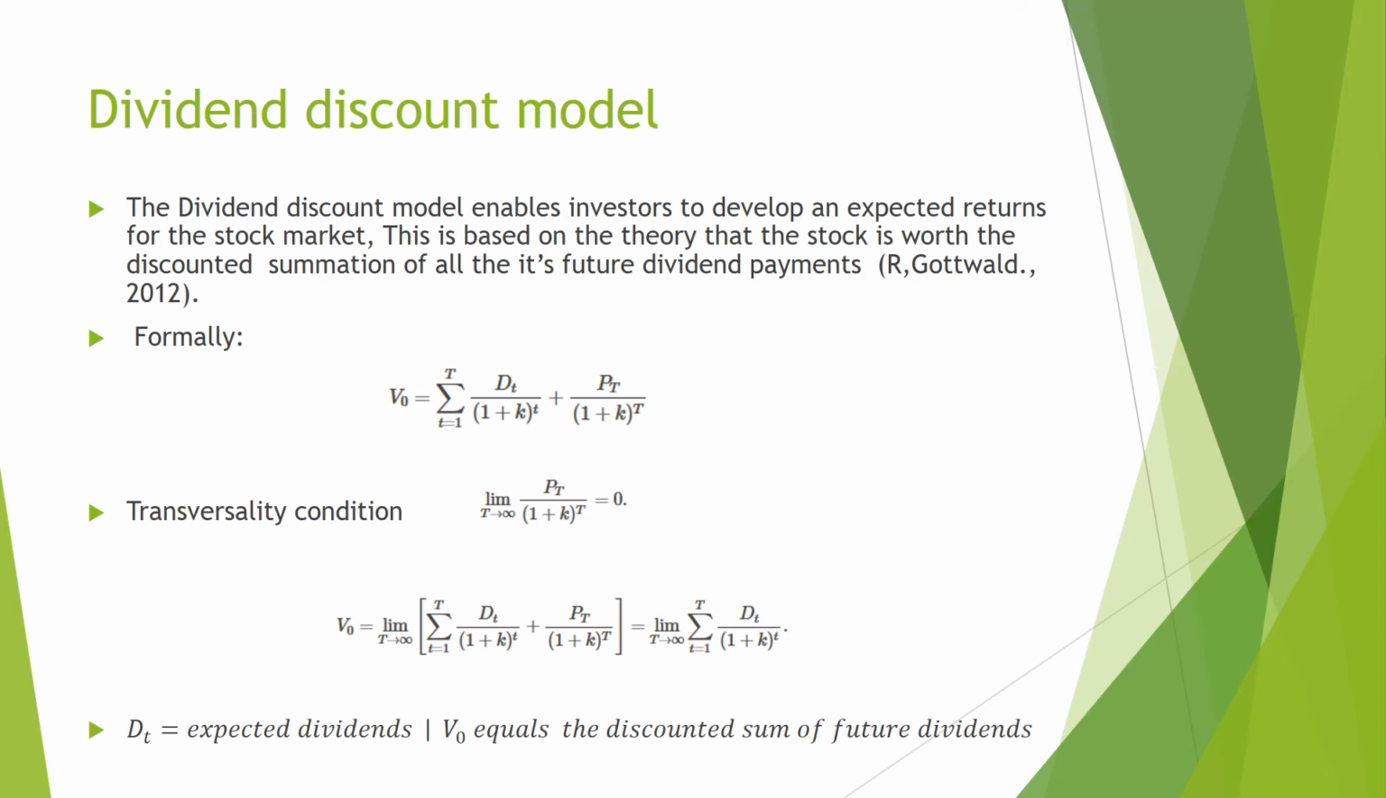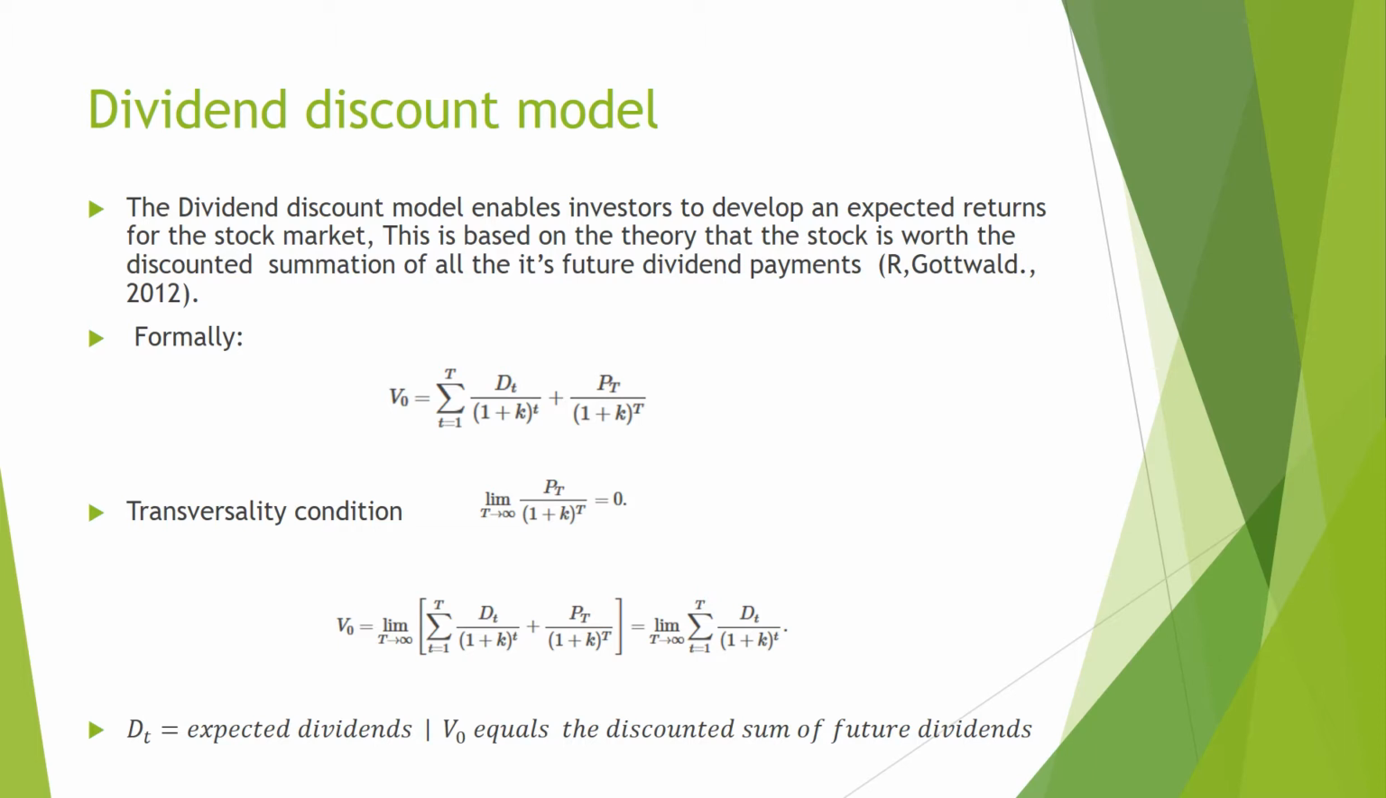The dividend discount model enables investors to develop expected returns for the stock market and is based on the theory that a stock is worth a discounted summation of all its future dividend payments. This is a fair assumption to make, as the higher the dividends, you would assume the more appealing the stock is to investors, therefore investors invest in those stocks with higher dividends, thus increasing the value of that stock.